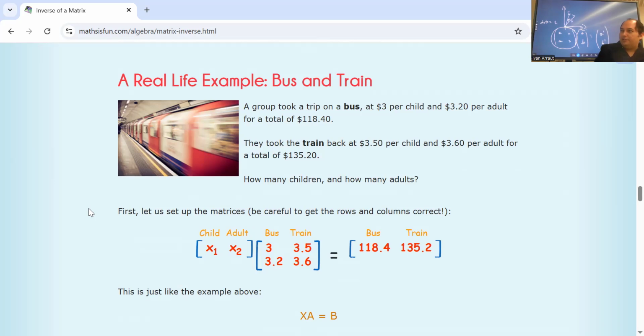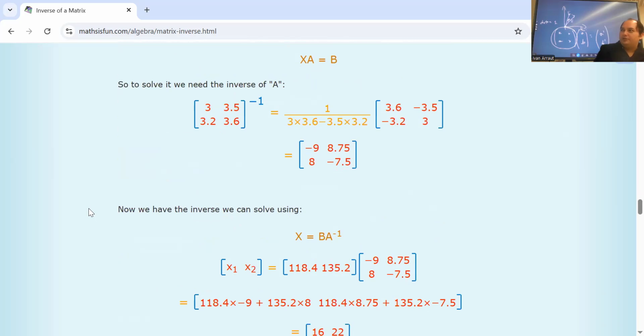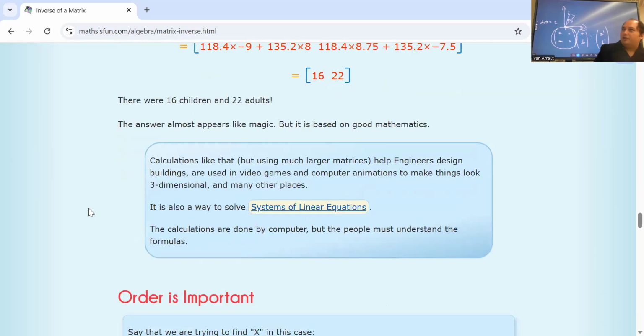And then when you multiply this, the rules say the first element times 3 plus the second element times 3.2. This is the first equation, which will be equal to the first number. And the same, you repeat: 3.5 times x1 plus 3.6 times x2 equals 135.2. And if you forgot how to make this operation, you put this product in the software, and the software does it for you. And then you solve the equation. And at the end, when you solve for x1 and x2, you have 16 children, 22 grown-ups.